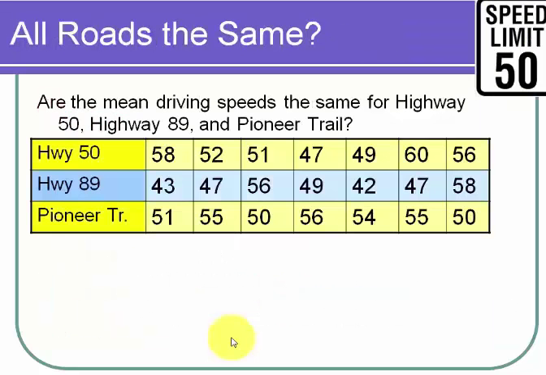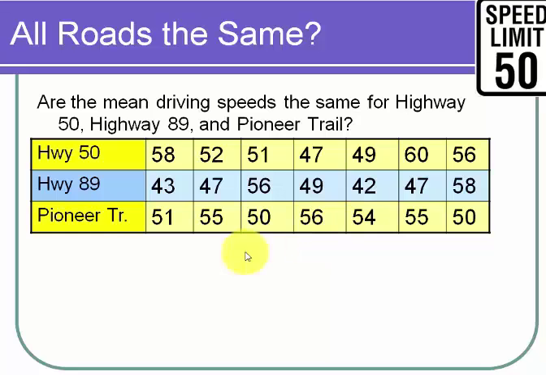So let's do an example. So the question is, are the mean driving speeds the same for Highway 50, Highway 89, and Pioneer Trail? So you could think that the police department might have clocked a bunch of the cars, and in the Highway 50 we had 58, 52, 51, etc., and then a bunch of speeds for 89 and a bunch of speeds for Pioneer Trail. And they want to find out if all the roads have the same average speed.